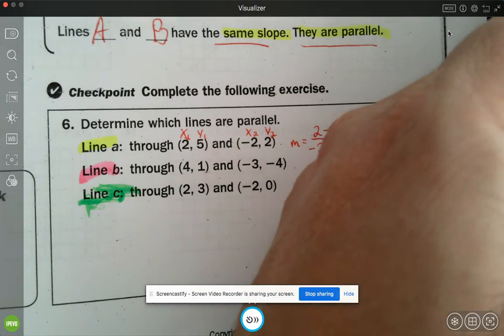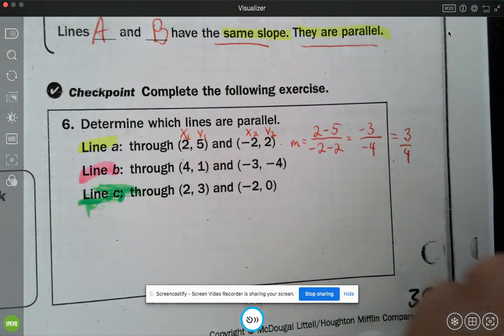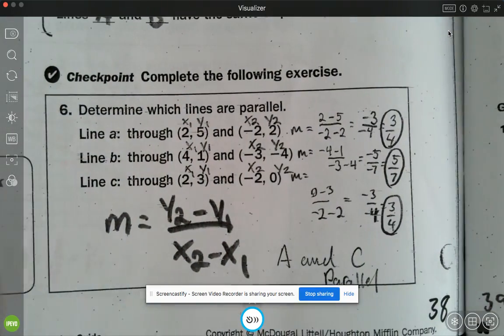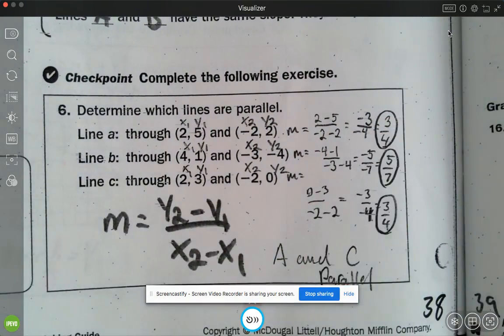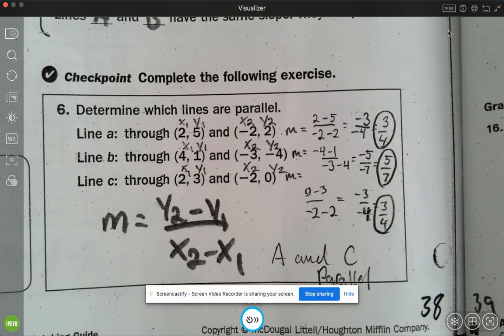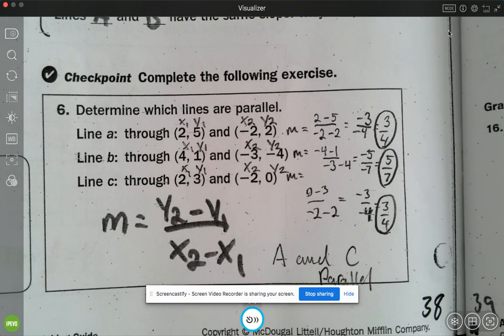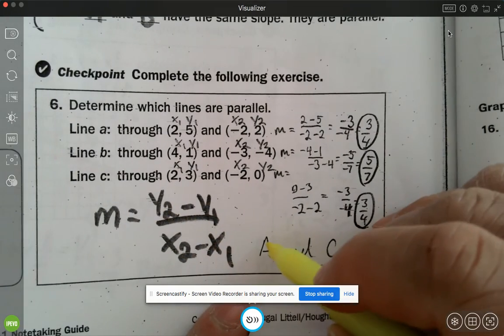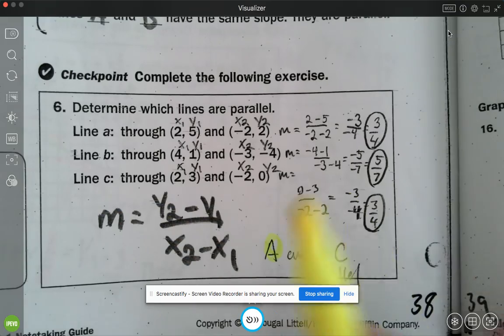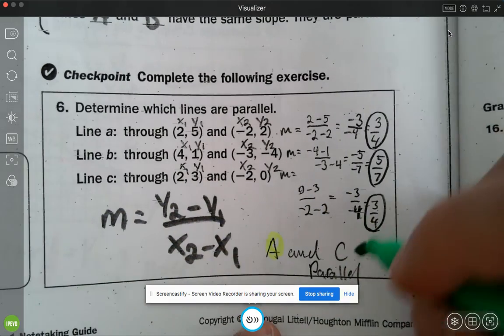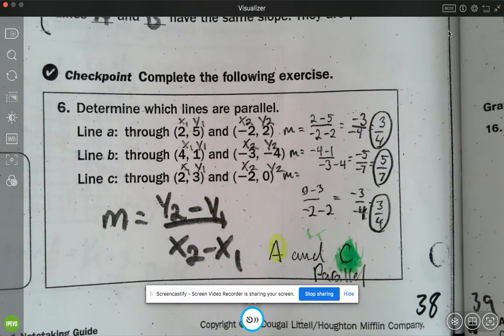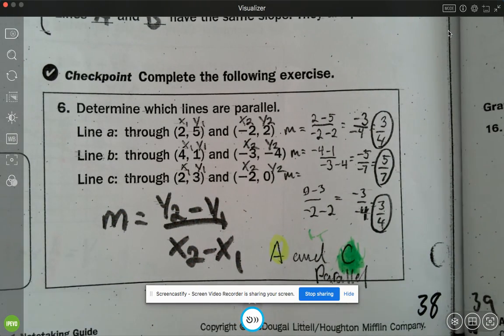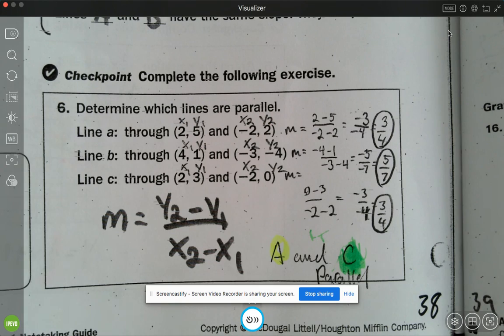All right, so if you did it right, hopefully you said A and C. So here's my work here. So again, you saw that 3/4 for line A. Line B came out to 5/7. It's not the same slope. And line C is also 3/4. So the correct answer is line A and line C. So those two are definitely parallel.